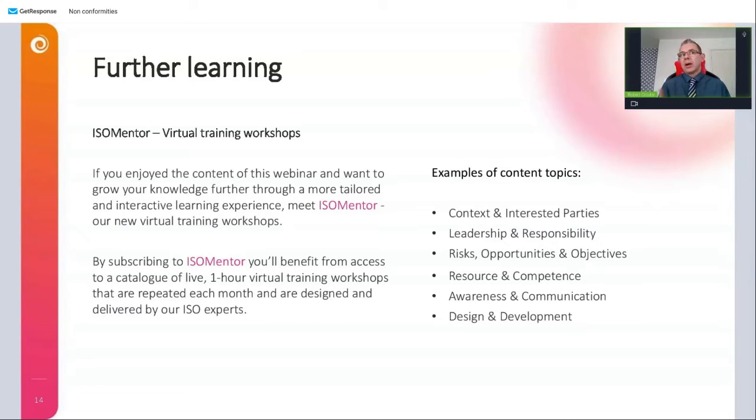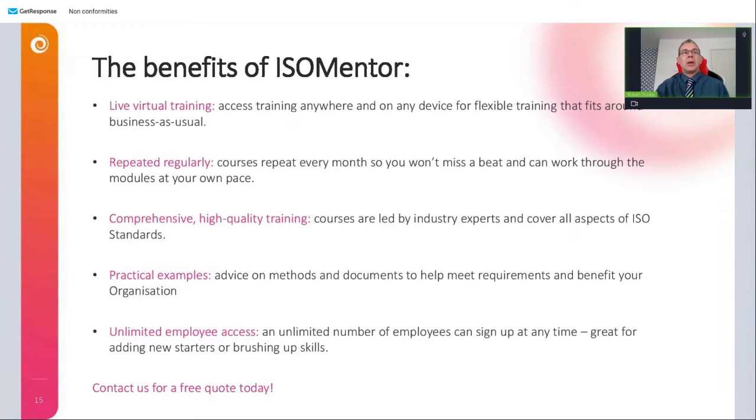So the ISO Mentor program covers things like context of the organization, leadership, risks and opportunities, resource and competence, awareness and communication, design and development. The actual mentor program breaks these down into manageable chunks. So effectively what you can do, you can enroll your staff on these courses. They can sign up for the course, and the course has a set roster. So you can see which dates fit with your employees, an hour a week or an hour a month. Effectively, you can drop onto these courses and actually cover all the elements of a management system.